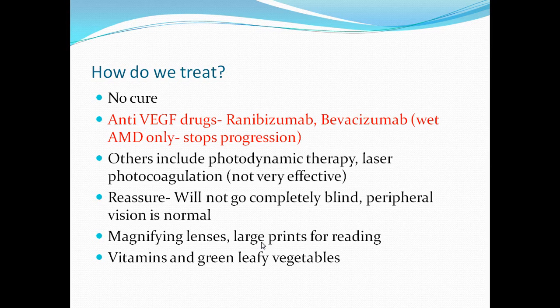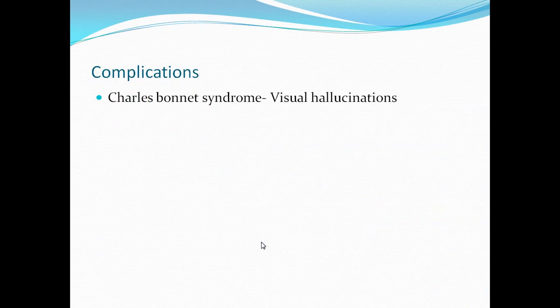It's very important to reassure the patients that they will not go completely blind with AMD. Their peripheral vision is perfectly normal as mine and yours. Magnifying lenses and large prints for reading do help. Even using an iPad or any tablet for reading is a better idea, where you can change the brightness and the size of the prints. Vitamins and green leafy vegetables do help to improve the nutrition of the retina, and quitting smoking does help.